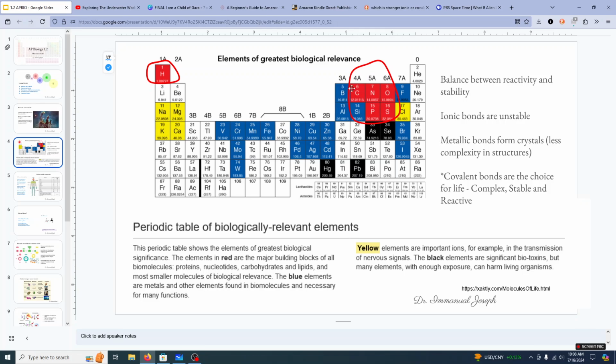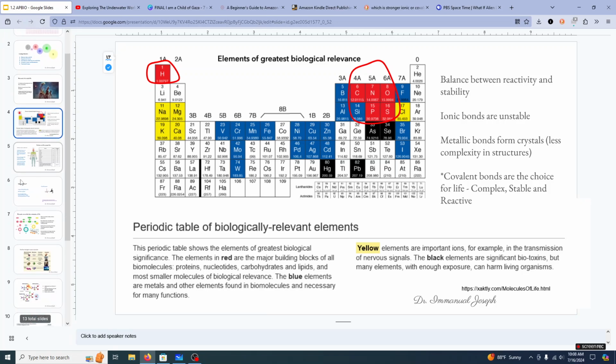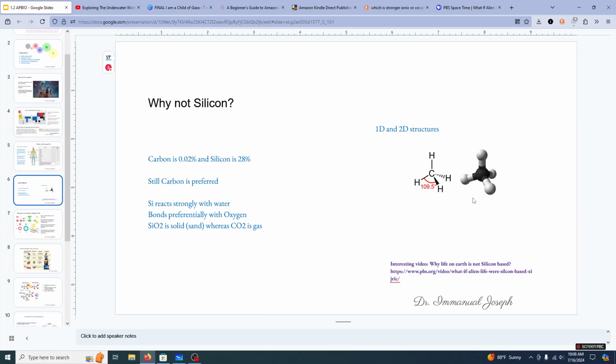What that leaves us is 6 elements here that are able to form covalent bonds: carbon, nitrogen, oxygen, silicon, phosphorus, sulfur, and then of course you have hydrogen sitting there on the top. Now, of these 6 elements, carbon is the only one that can form bonds, chemical bonds in 1D and 2D structures. So one-dimensional and two-dimensional structures.